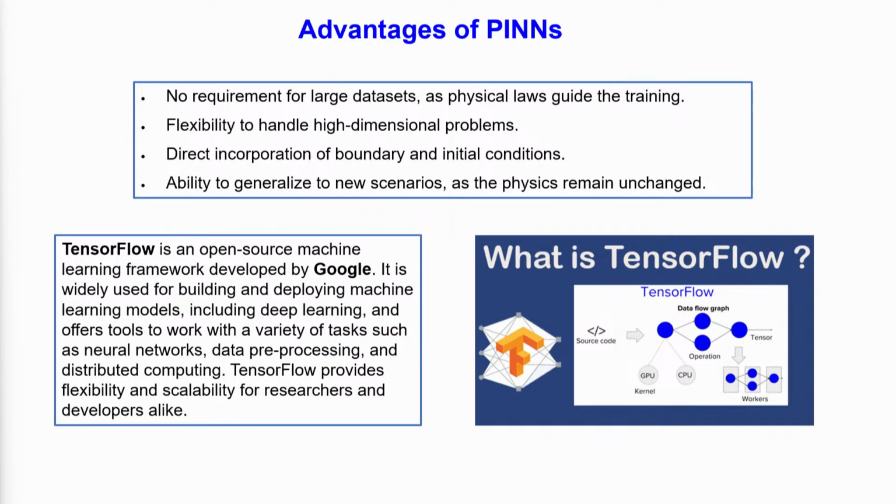So, the advantage is that you do not require large data sets and physical laws will guide the training, like the Navier-Stokes equation. It has a flexibility to handle high dimensional problems, direct incorporation of boundary and initial conditions, and ability to generalize to new scenarios. A new scenario may be, say, going from pipe flow to a very complex domain, but the physics is the Navier-Stokes equation, so that remains the same.